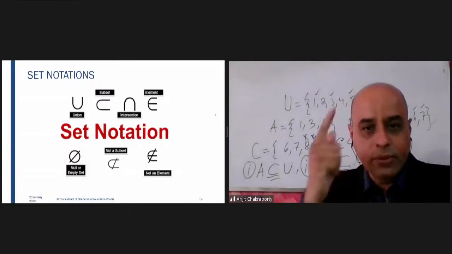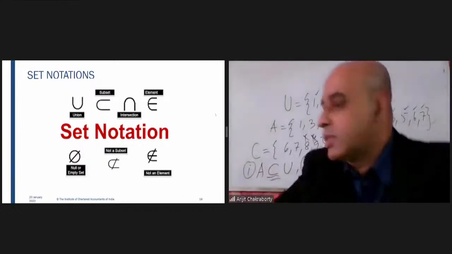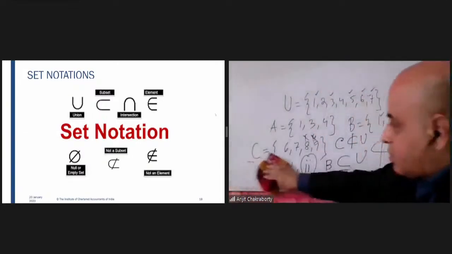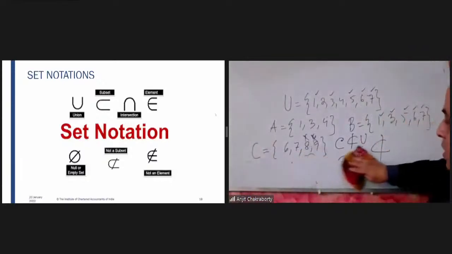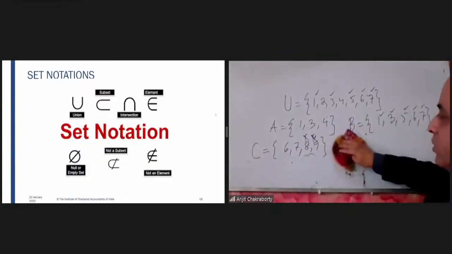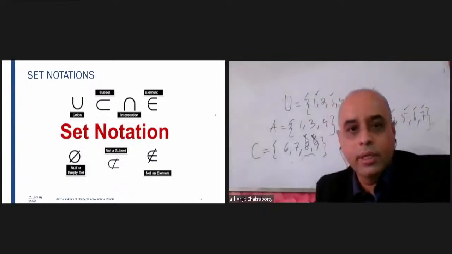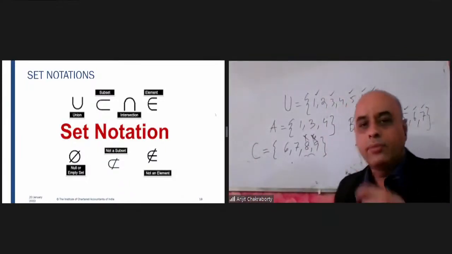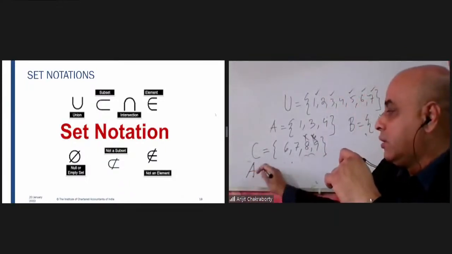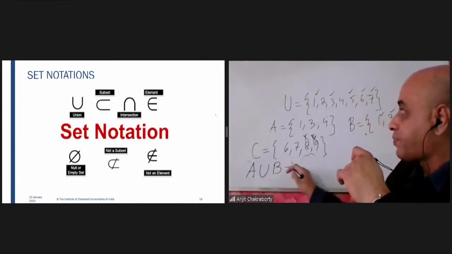Now, quickly we go to union and intersection from the same example. I will just rub this part and create some space so that we can do the union and the intersection part. Now I request you to work with me and find out A union B.